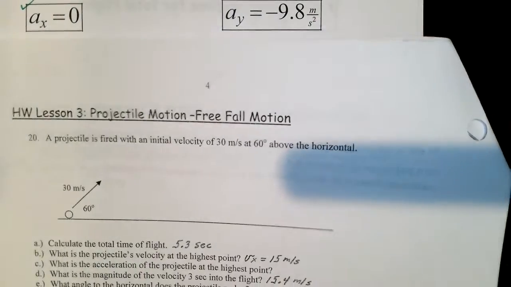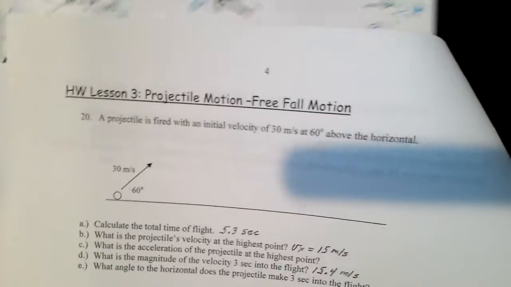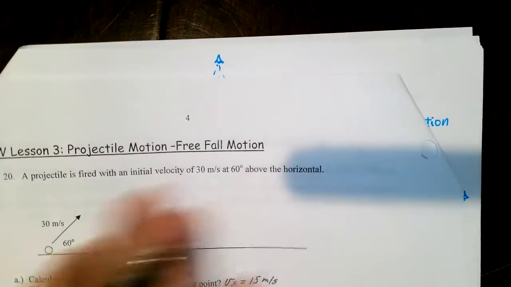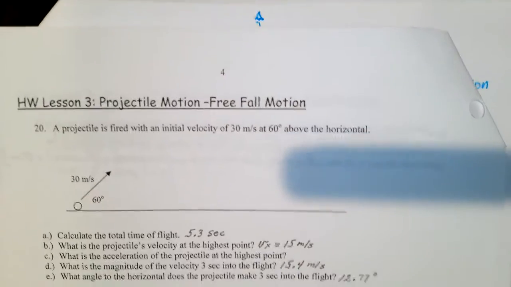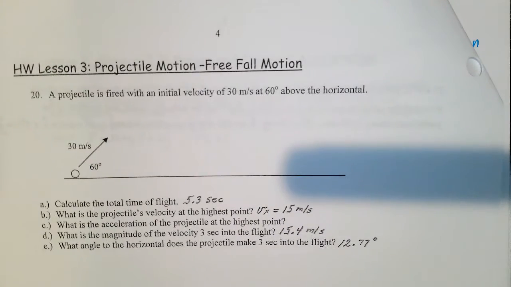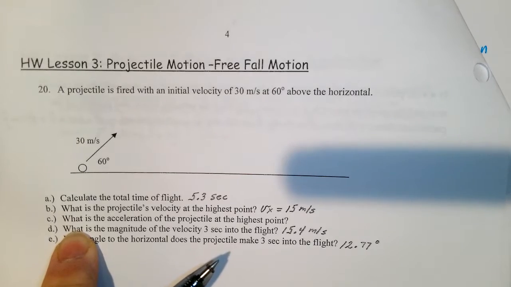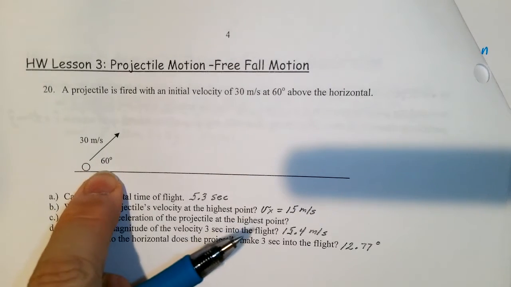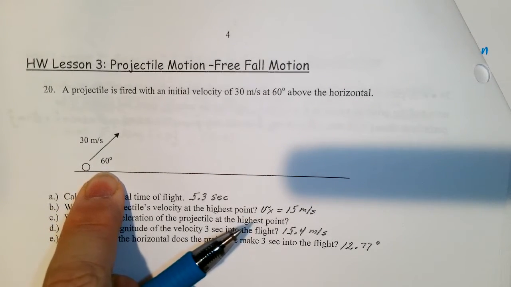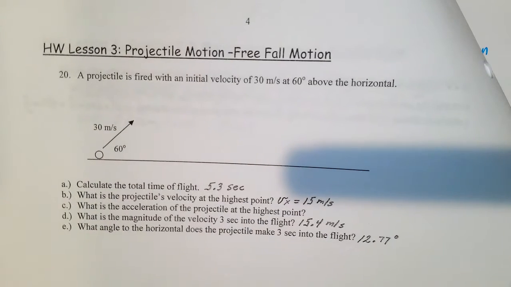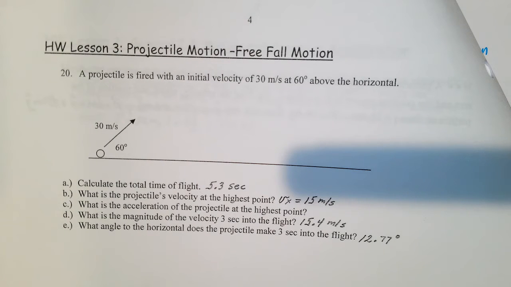Let's take a look at page 4 on your homework packet. Projectile motion, free fall motion. This is a good example that we can do after what we just talked about, firing things at an angle. This is my initial angle theta, which is theta naught, and that happens to be 60 degrees, okay?